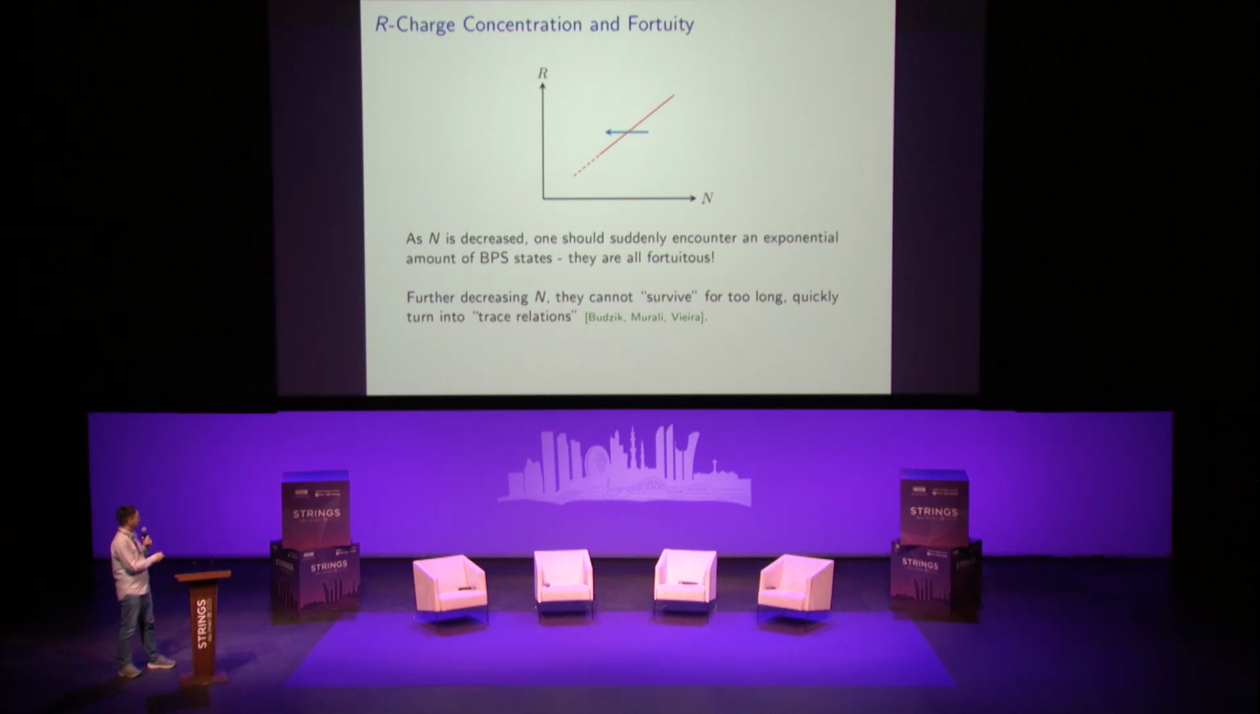They are all fortuitous. Now, by further decreasing n and reaching the other side of this red line, we simply find that these states must exit the BPS Hilbert space pretty soon. In other words, they cannot survive for very long. The way that they disappear from the Hilbert space is by quickly turning into trace relations. Of course, I didn't emphasize this aspect in our discussion, but there is also an analogy of the trace relations in SYK models, which are essentially any P-forms with some component whose index takes a value that is greater than n. Then this would be the analogy of the trace relation.